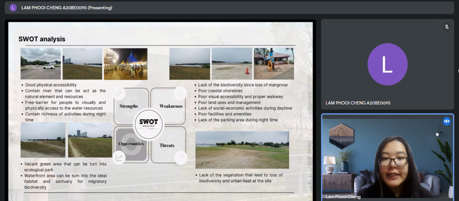The uniqueness of the site is directly attached to water resources. However, there is a lack of biodiversity, seen in the loss of the mangrove forest and poor coastal shorelines. The vacant waterfront area can be turned into ideal habitat for the urban coastal biodiversity, and the lack of vegetation will be a threat to the urban heat.